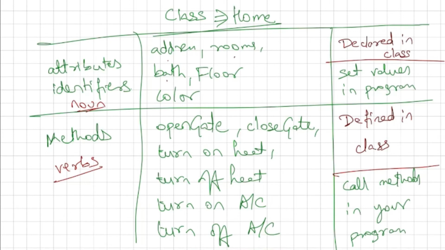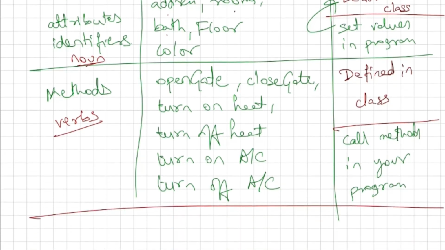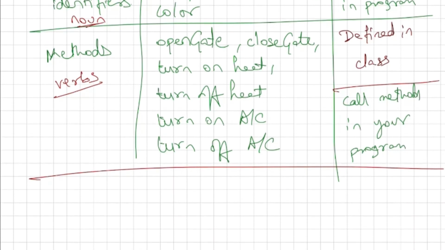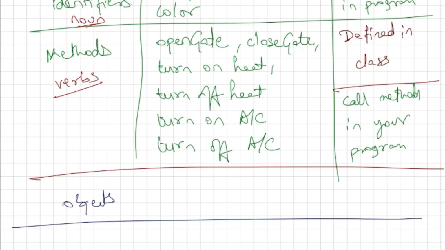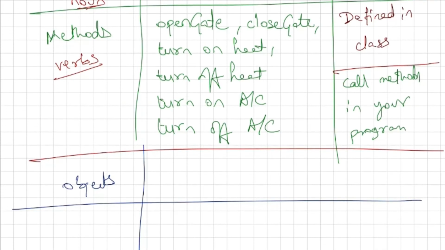But again, you can have predefined values already set in the class, but in the main program also, if you want, you can set values or use the default values. But the methods are already defined in the class, you just use them in your program. So let's go ahead and create objects now, objects of the type class. Okay, so let's start creating objects.